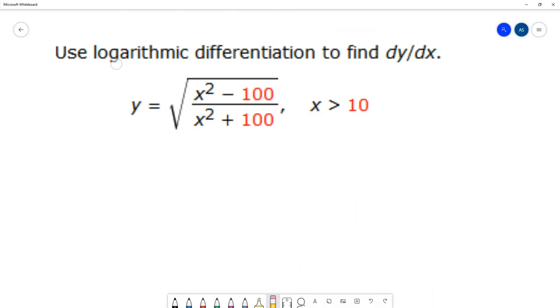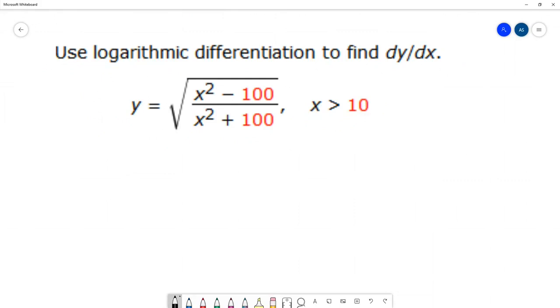For this question, we're going to use logarithmic differentiation to find the derivative dy/dx, where y is equal to the square root of (x squared minus 100) over (x squared plus 100). We do have a restriction on our variable x. It needs to be greater than 10.